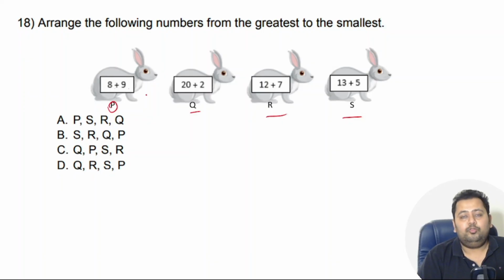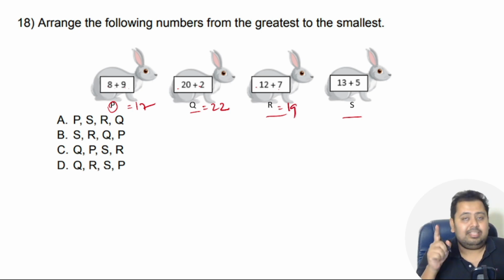Great. I hope you would have got it correct. So 8 plus 9 we know is 17. 20 plus 2 we know is 22. 12 plus 7 is 19. I hope you have done the addition by yourself. I'm not doing it over here. So now we know that P is 17, Q is 22, R is 19 and S is 18, right?